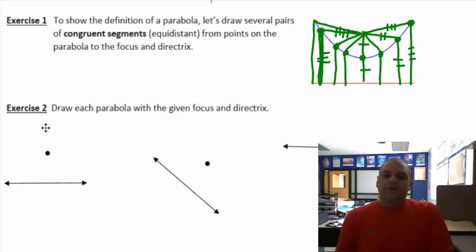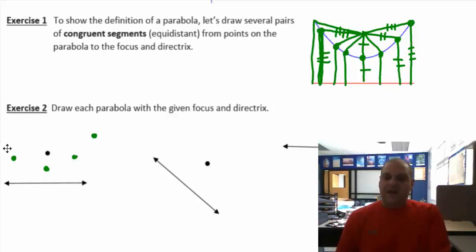All right. So in exercise 2, draw each parabola with the given focus and directrix. Obviously the vertex would be in between the focus and directrix. So this is a focus, this is a directrix. We're going to go right in between. That's the vertex of my parabola. And then you pick a point that would be the same distance to the focus as it is to the directrix. Pick another point that looks about the same distance to the focus and the directrix. Pick another point.